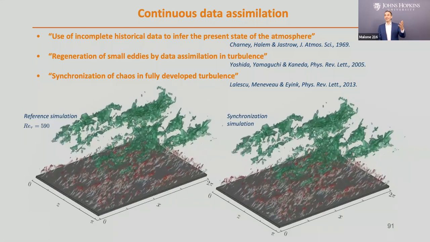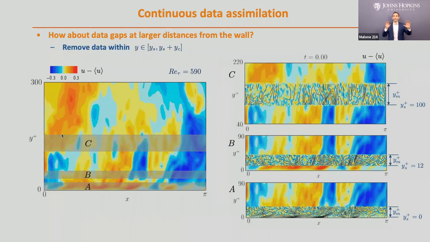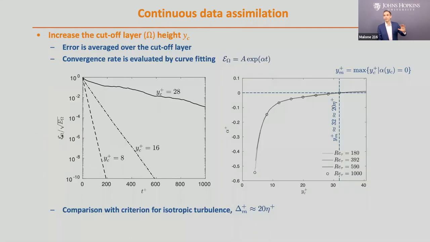Now, how big is that layer that you can remove? We start by removing a layer which is 8+ units. Here I'm plotting the error between the two calculations, the original and the synchronization, and you can see the error drops exponentially fast. Now, what if I were to blank 16 units? Okay, it takes longer to synchronize. And look, the error drops to 10 to the negative 10. If I remove 28 units above the wall, I can still synchronize, but it's even slower.